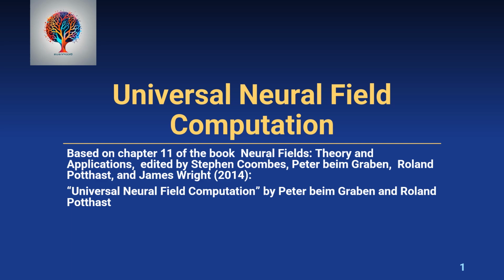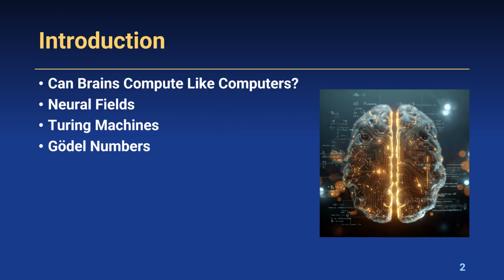I'm your host, and in today's episode, we're diving deep into the fascinating question of how the continuous, dynamic activity of our brains might actually perform the discrete, logical computations we associate with modern computers. Our source for this intriguing exploration is Chapter 11, titled Universal Neural Field Computation, from the comprehensive book Neural Fields: Theory and Applications, published in 2014 by Stephen Coombes, beim Graben, Roland Potthast, and James Wright.